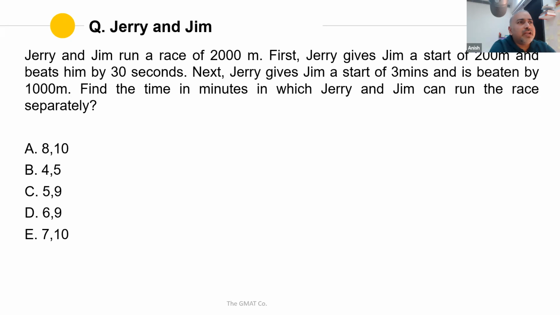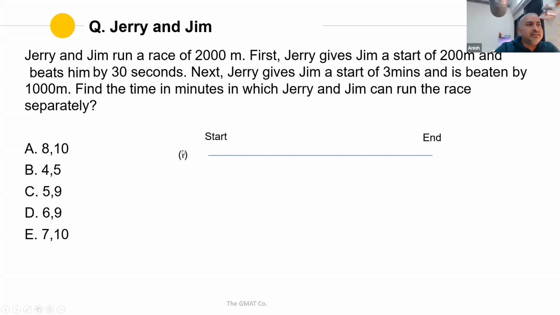All right, now that we get the question, let's try to simplify it before we get into solving. So what have we discussed so far? In the first situation, Jerry gives Jim a start of 200 meters and beats him by 30 seconds. So by the point the faster guy, Jerry, reaches the end point, the slower guy, Jim, is behind. How much behind? 30 seconds, right? Jim would have taken 30 seconds to cover this distance. That's what we know.